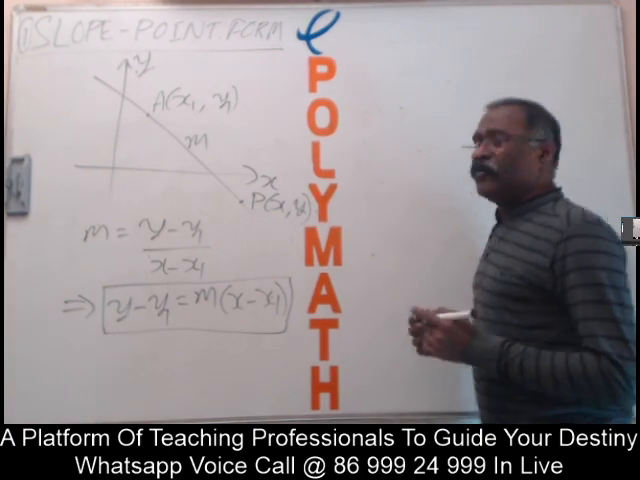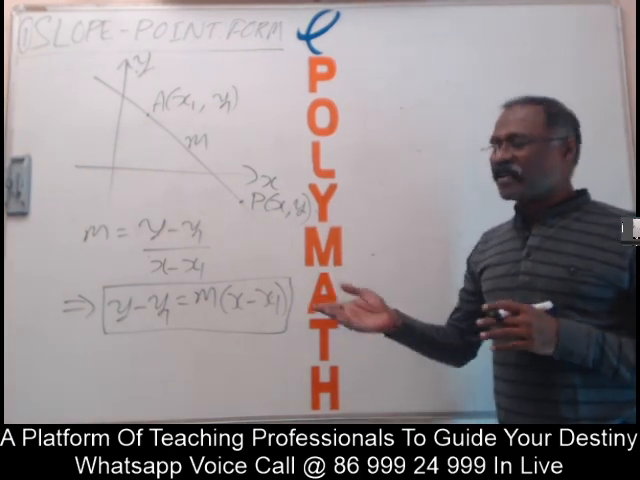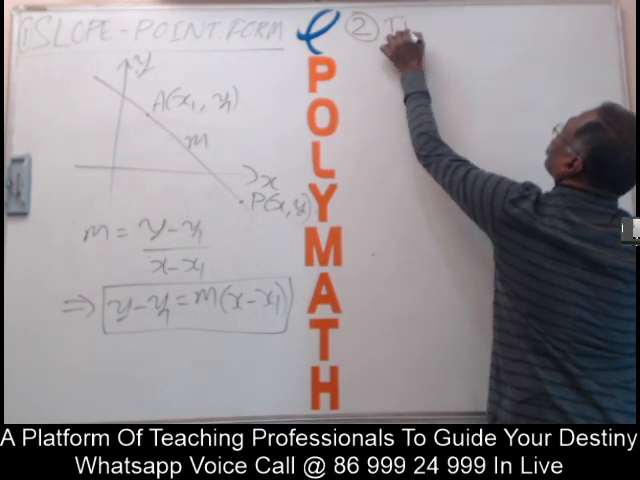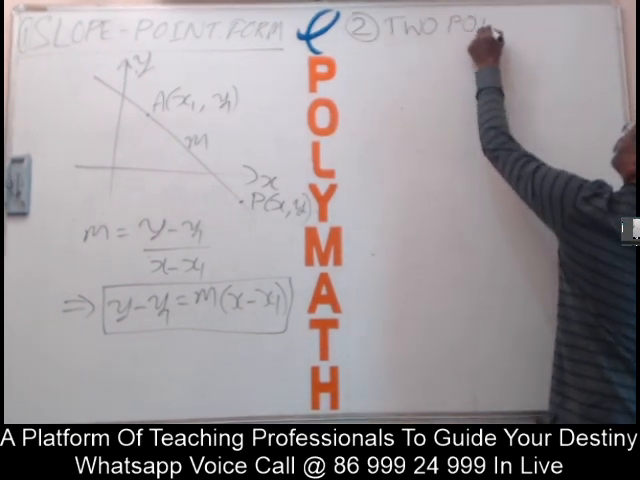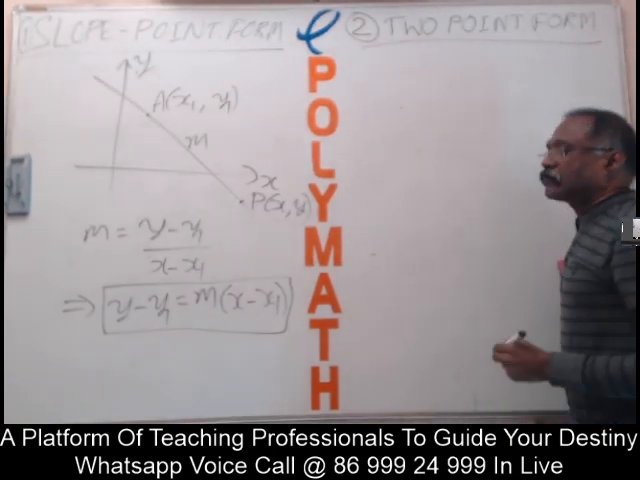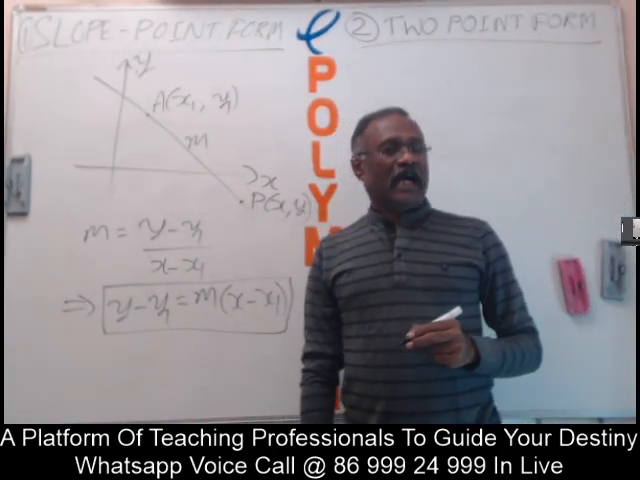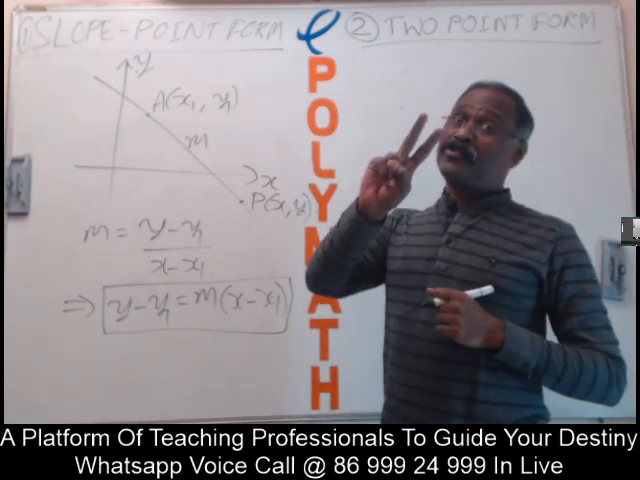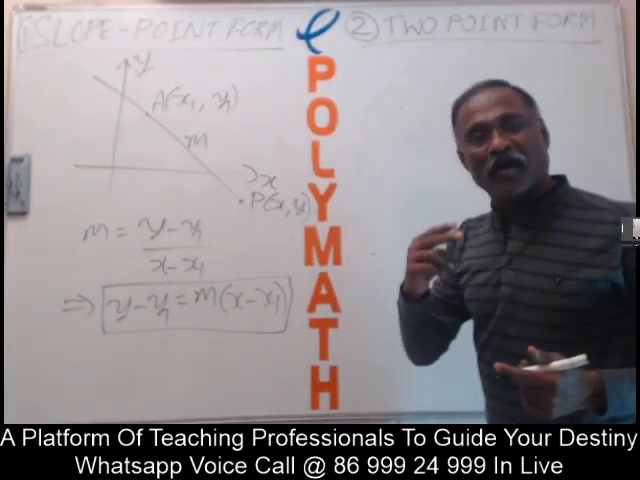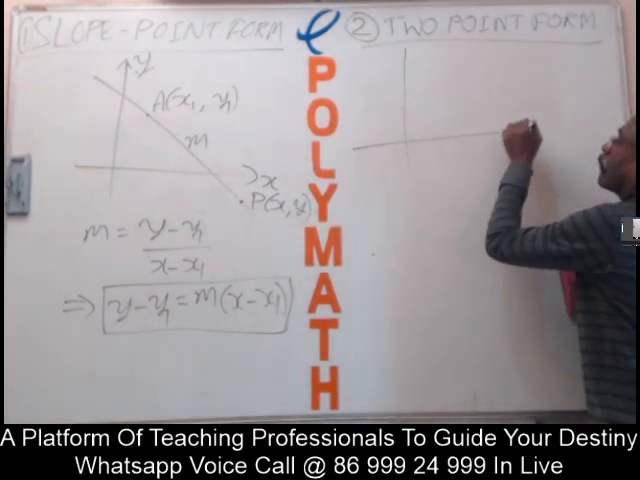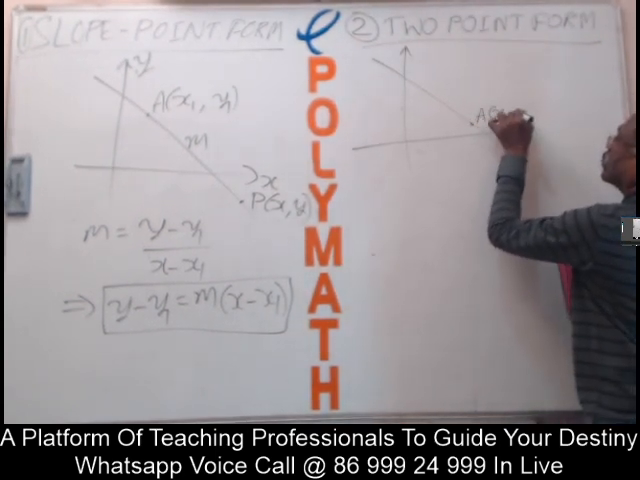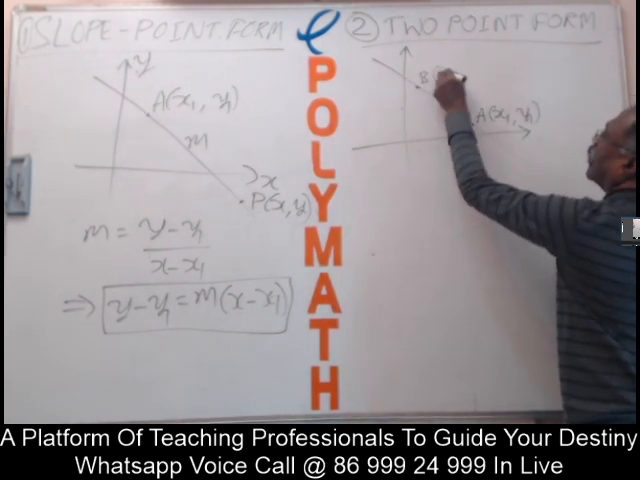Number 2, we are not going to derive the second one. We will be using this only because it is nothing but the 2-point form. What is the 2-point form? Generally, you need 2 items in the data. Don't forget that. Here also 2 items. What are they? 2 points. On the line, one is (x1, y1), the other one is (x2, y2).